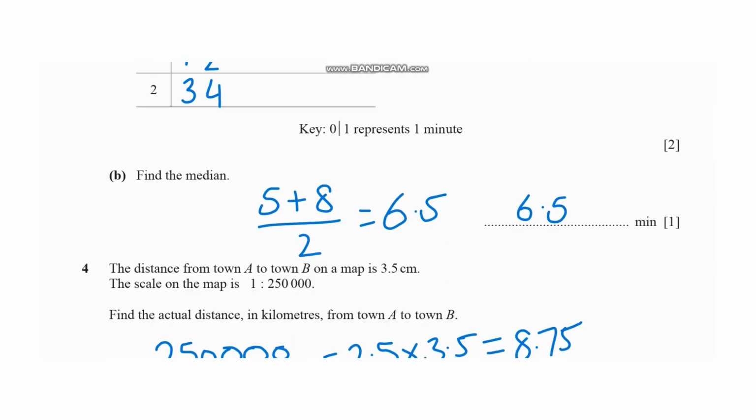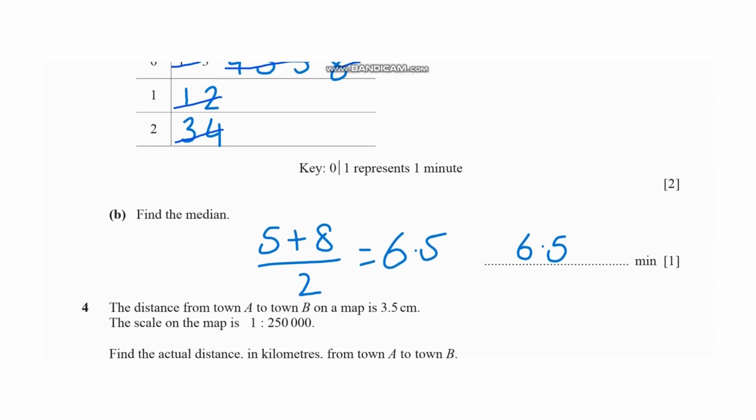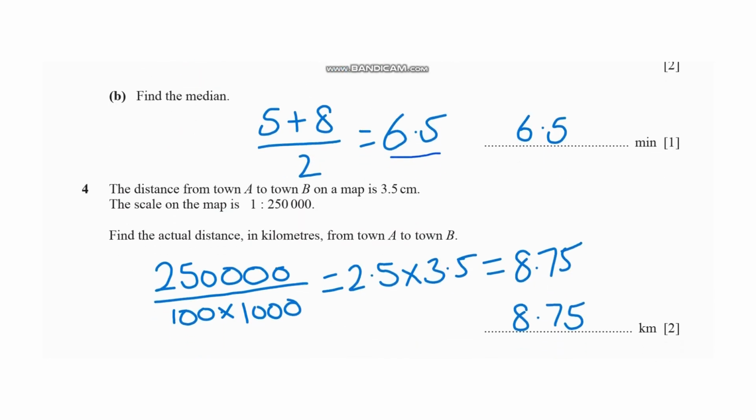Part B states, find the median. So the median is calculated by cancelling two numbers from the bottom and two numbers from the start. Then again 3 numbers from the start, then 3 numbers from the end, which is here 2 and 1 here. So the number should be between 5 and 8. So what we will do is 5 plus 8 divided by 2, and the answer is 6.5. So the median is 6.5 minutes.